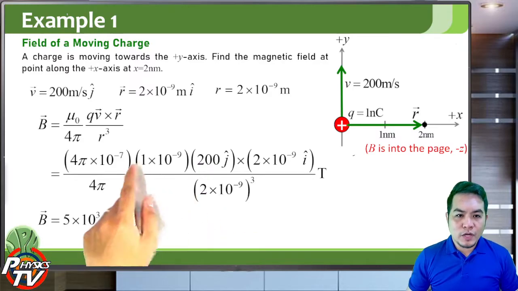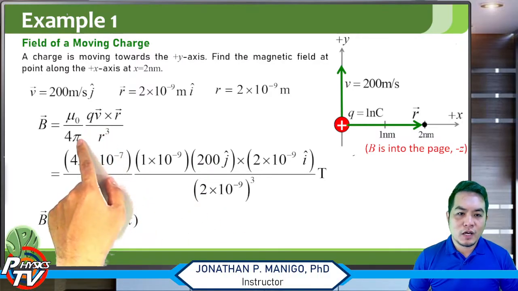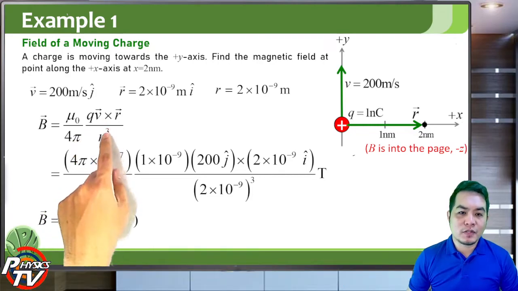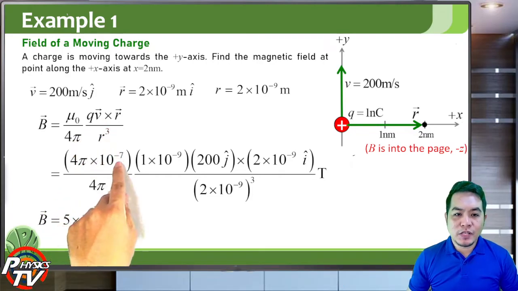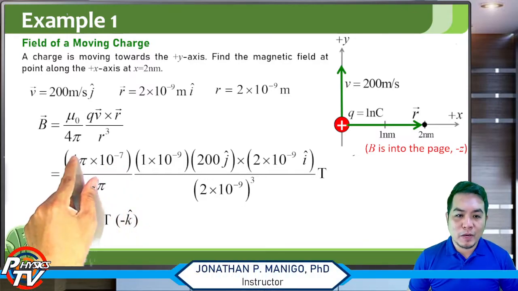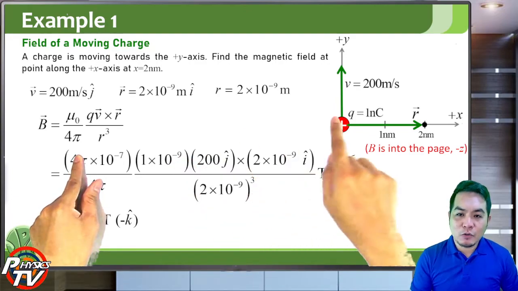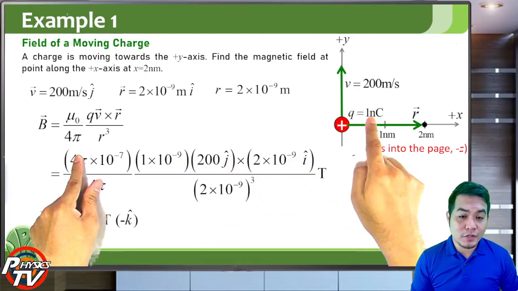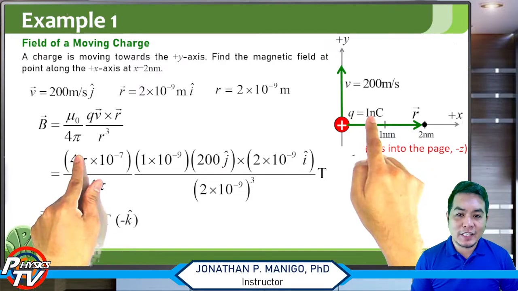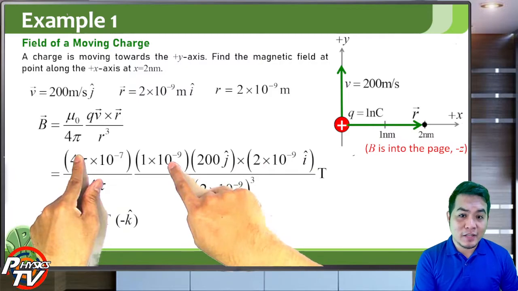Okay, so we use this formula, mu naught over 4 pi, q v cross r over r cubed. So mu naught is 4 pi times 10 to the negative 7 Tesla meter per ampere, over 4 pi, so the 4 pi will actually cancel. Our q is 1 nanocoulomb. So the charge in this case is 1 nanocoulomb. Nano means 10 to the negative 9, so 1 times 10 to the negative 9 coulomb.